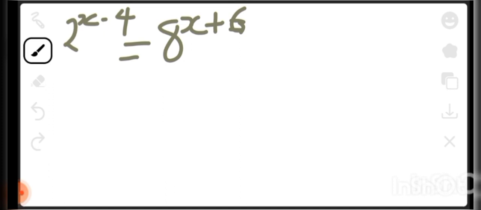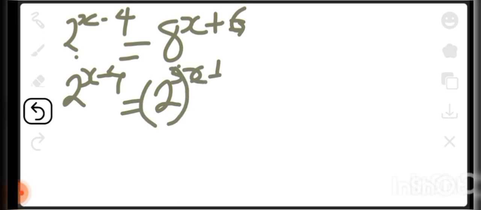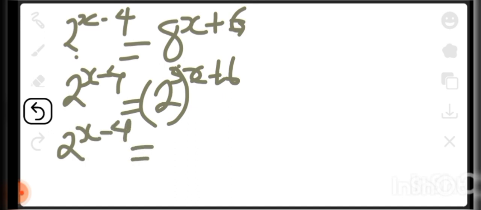So check, can I raise 2 to a power and the answer will be 8? Yes, I can raise 2 to the power 3 and the answer will be 8. So there's no need of wasting time. Let's call this 8 to the power 3 times x plus 6. That will be 2 raised to the power x minus 4 equal to 3 times x, that is 3x, 3 times 6, that is 18. Next thing, you just ignore the base, then equate the power.